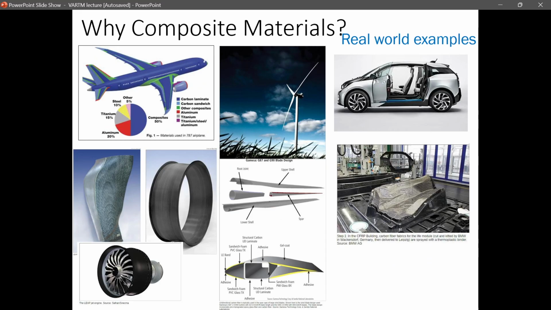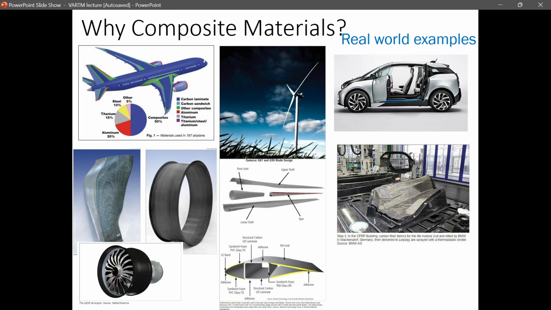Where do we use composites? If you take a look at a modern airplane, here you can see a 787 airplane. All of the blue areas are carbon laminates. Essentially, 50% of the plane nowadays is built from composites.